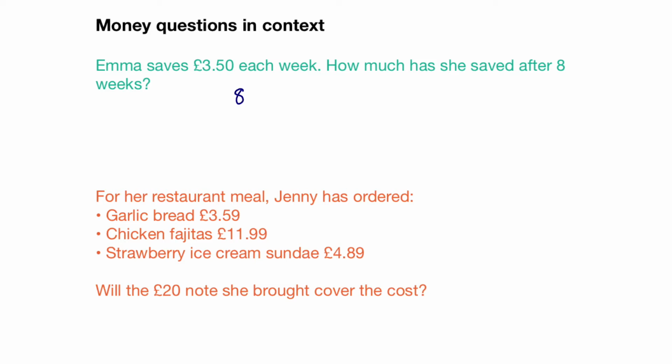So I'm just going to write that down. 8 times £3.50. But the kind of calculations that we've been practicing this week, we put the money at the top. So we're going to do that because it doesn't matter when you're multiplying what order you do it in, does it? So we're going to work out £3.50 times 8, and then we'll know how much Emma has saved after 8 weeks. So we're going to do 0 times 8. So 0 times 8 is 0.